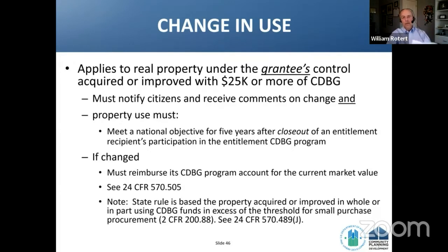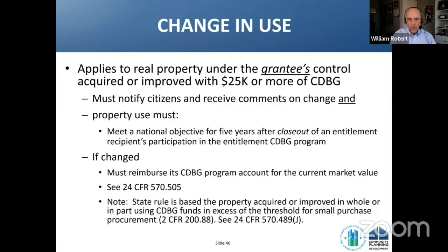Okay. The last thing we wanted to touch on in this presentation is the final piece about the change in use. It applies to real property under the grantee's control that was acquired or improved with $25,000 or more of CDBG, as we mentioned earlier. Now, if these are properties that the city acquired with CDBG funds, you have responsibilities on change of use, just like a subrecipient does.